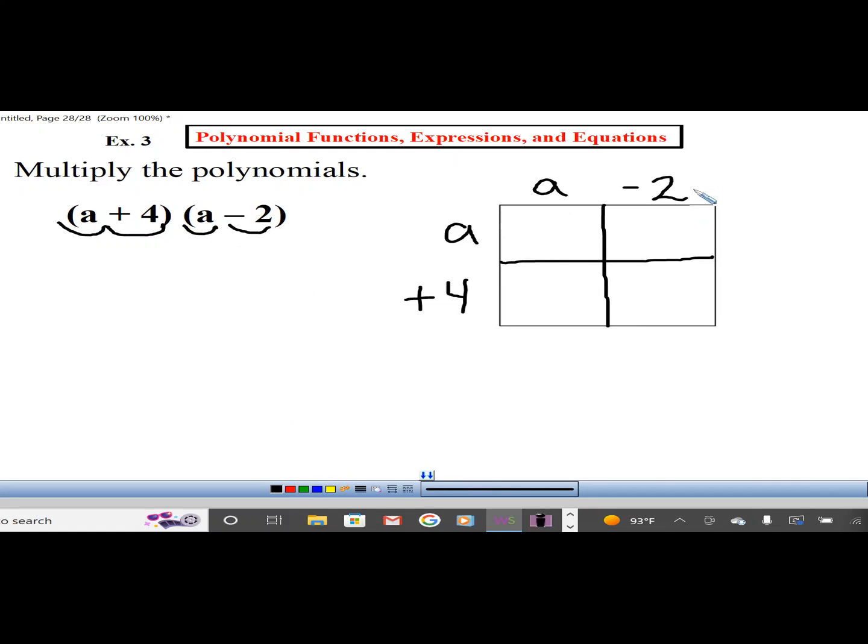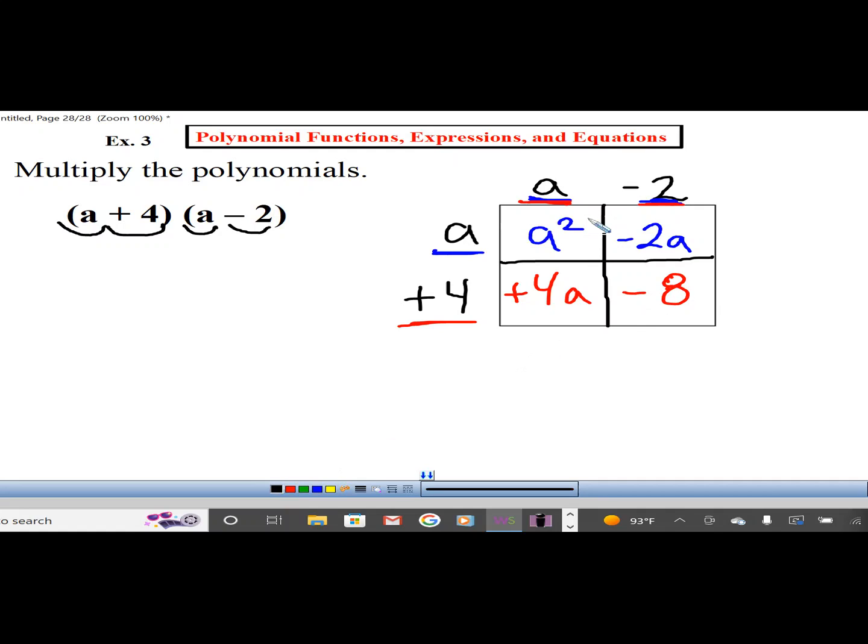So I'm going to use 2 colors, blue and red. I'm going to start with blue. Underline a, and we're going to fill in these top 2 boxes by multiplication. What is a times a? A to the second power. What is a times negative 2? Negative 2a. Next, I'm going to switch to red. Positive 4 times a, positive 4a. Positive 4 times negative 2, that's negative 8.